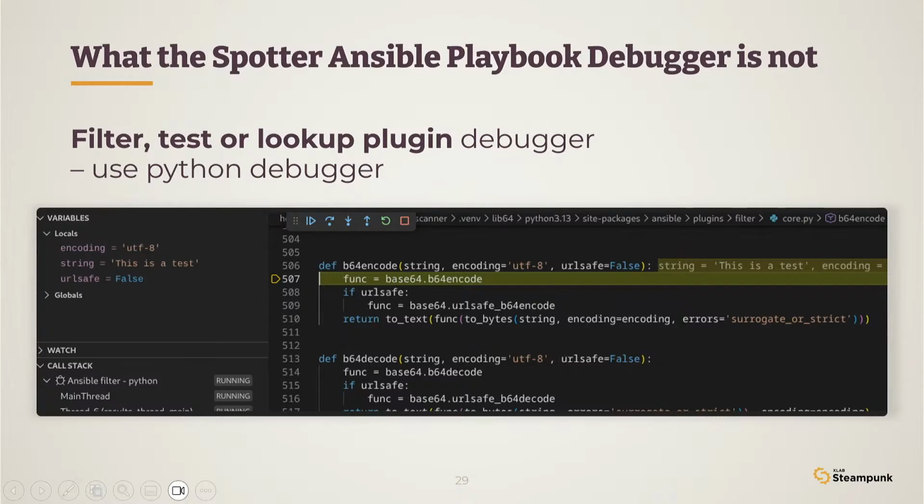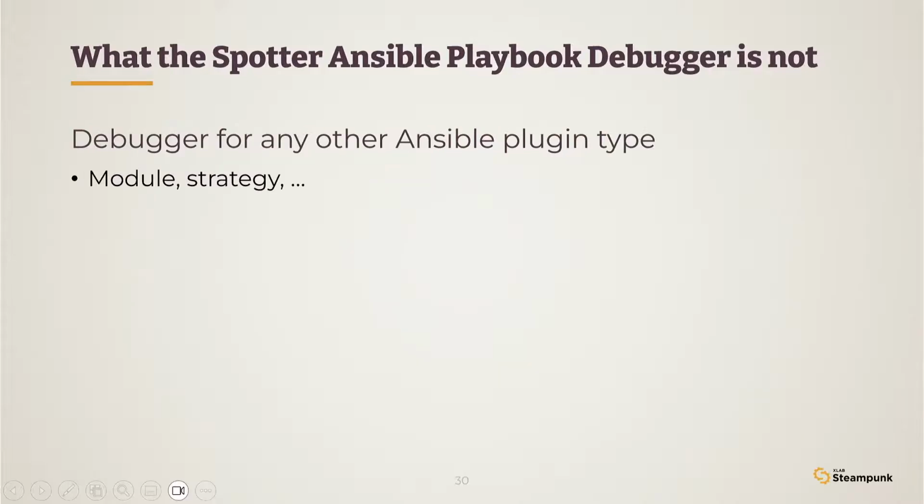For virtual test and lookup plugin, it's exactly the same, because all this stuff runs on the controller node, on the node that you're running the code. So again, you just put the breakpoint. It doesn't matter if it's Ansible core or your own collection. If it's Ansible core, it's inside site-packages. If it's your collection, it's listed by ansible-galaxy collection list, and you just get the path and put the breakpoint inside that file. Okay, and it also doesn't support module, strategy and some other things.